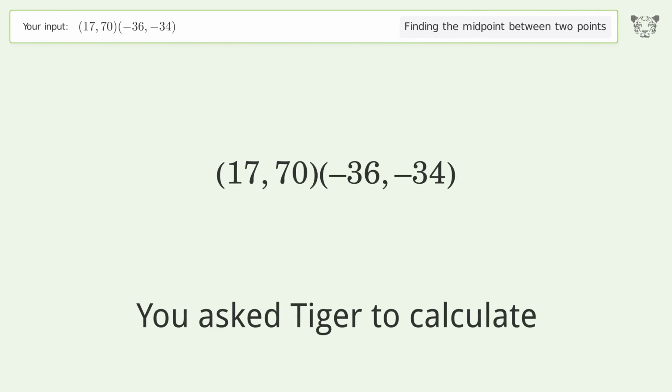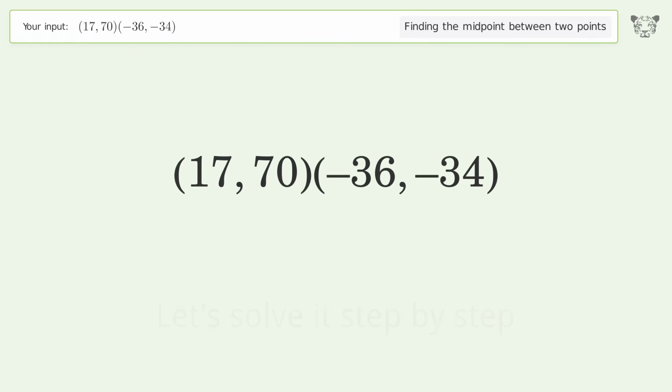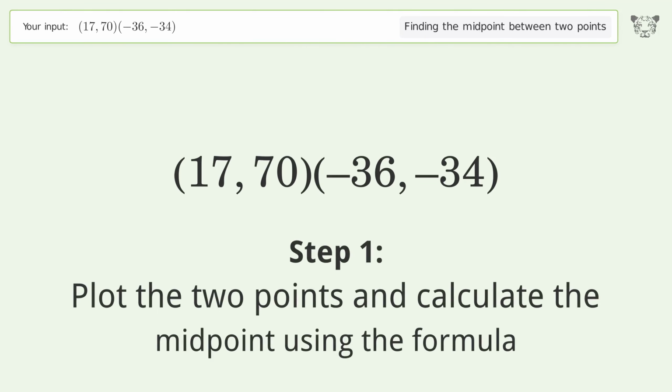You ask Tiger to calculate. This deals with finding the midpoint between 2 points. The midpoint between the 2 points is negative 9.518. Let's solve it step by step. Plot the 2 points and calculate the midpoint using the formula.